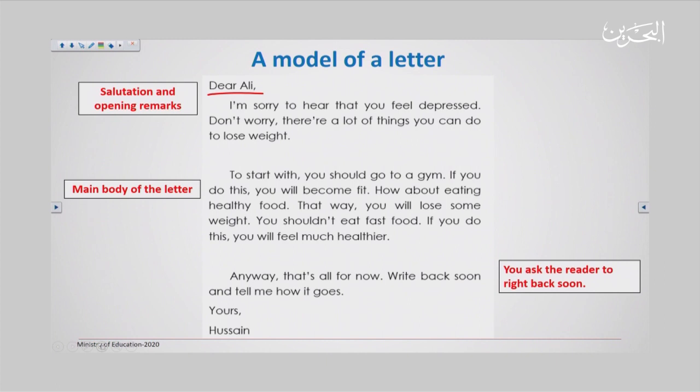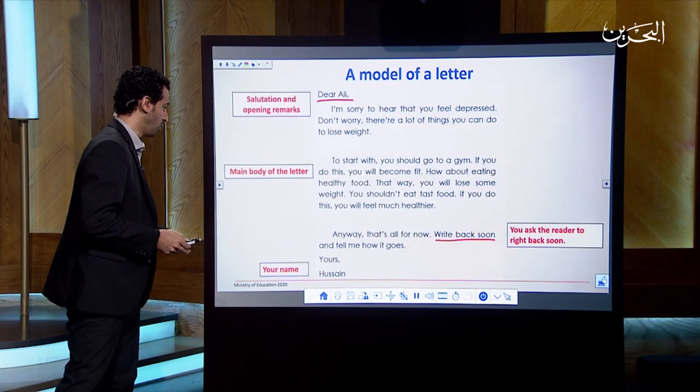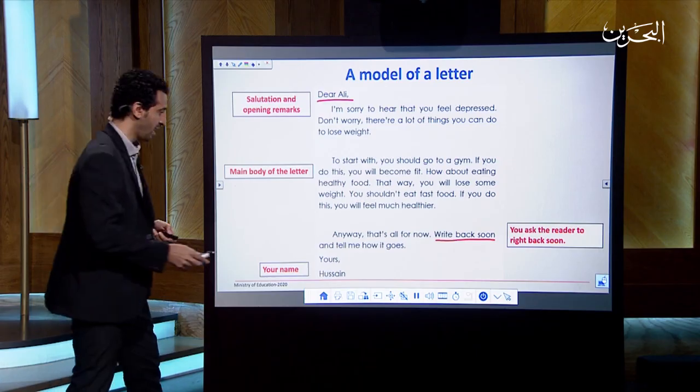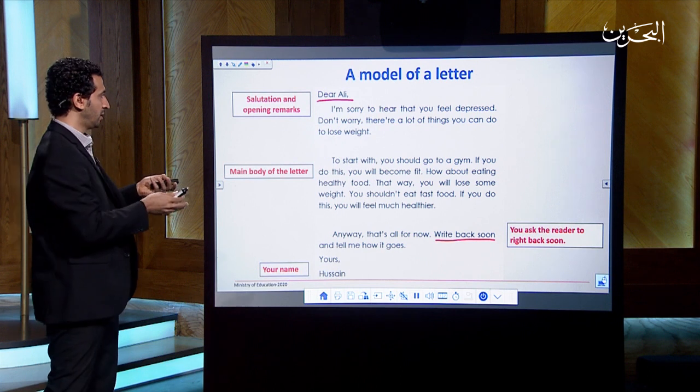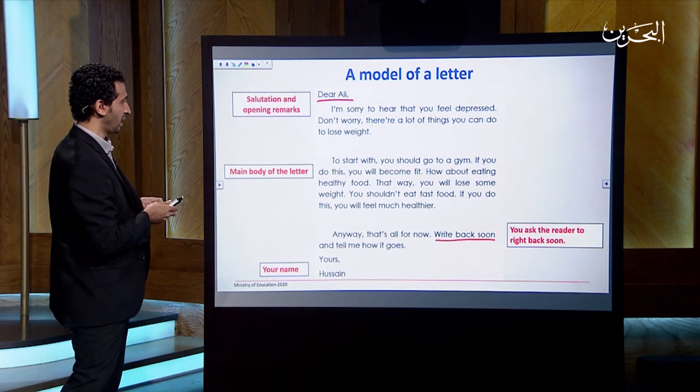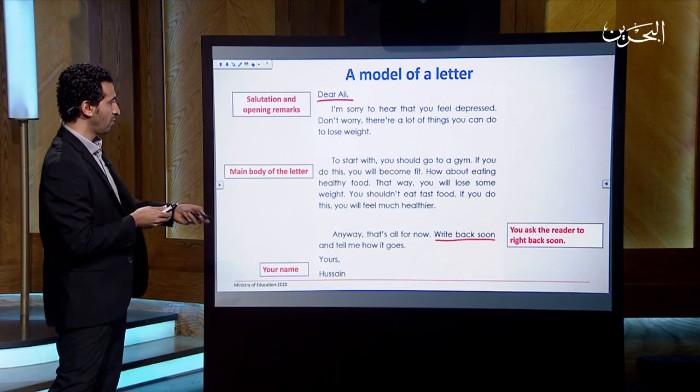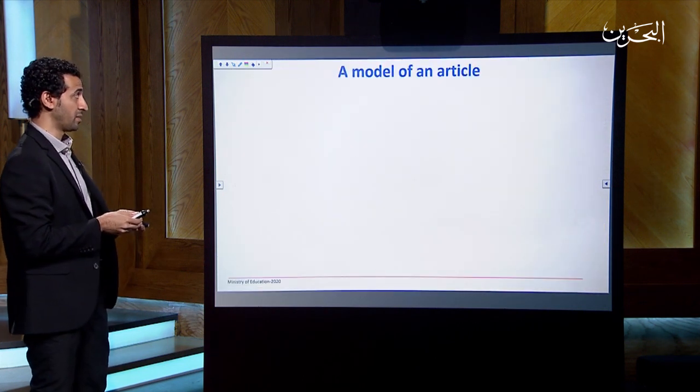So you ask your reader to write back soon. Where is the expression that says you want your friend to write back? Here: write back soon. So you ask your friend to write back soon. And of course, you add your name. So where's the name? Here we go. So this is the layout of a letter. It's totally different from the article. It starts with a salutation and it ends with a name, while in the article, it's another thing.